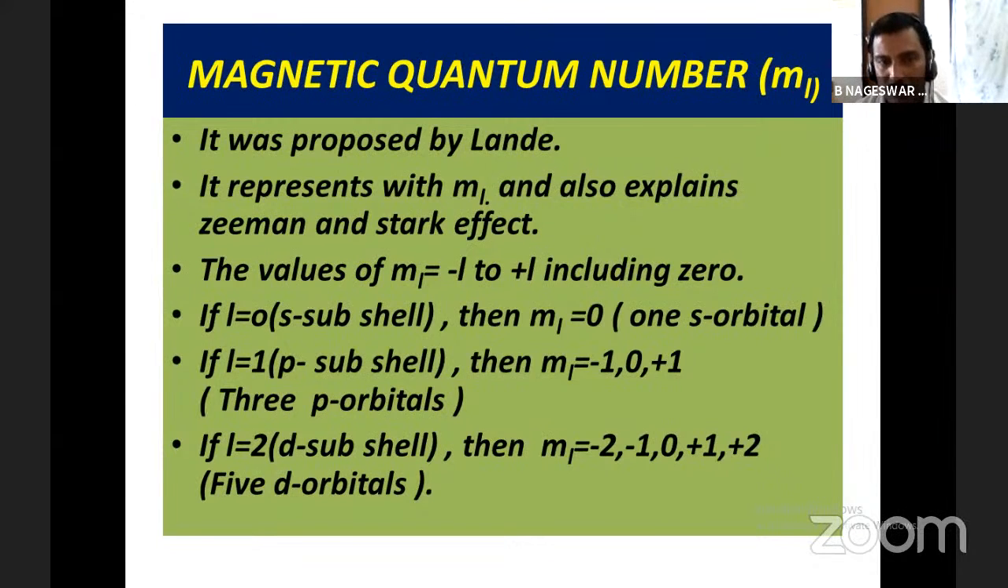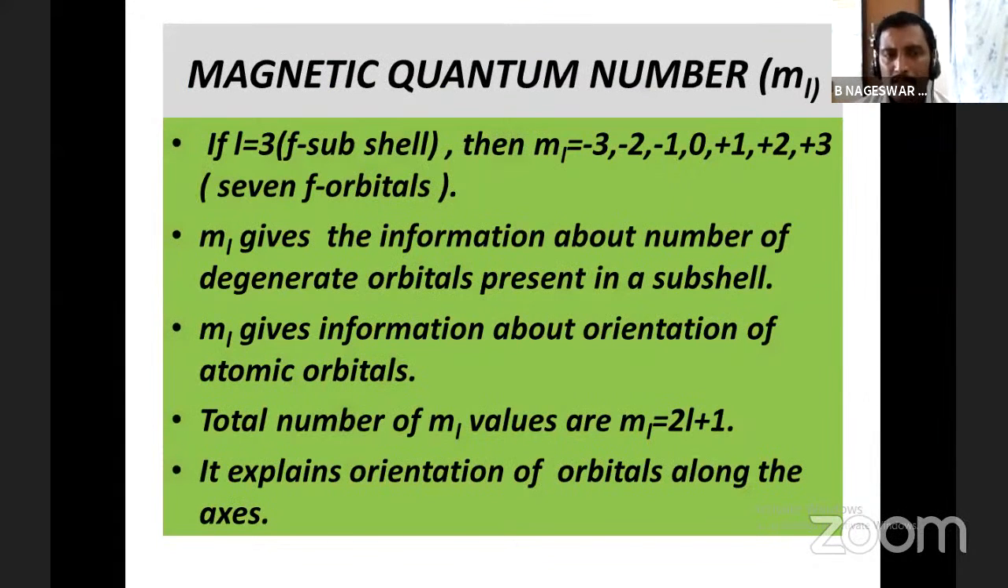And some more points in continuation. If L is equal to 3, that indicates F subshell. F subshell has 7 values: minus 3, minus 2, minus 1, 0, plus 1, plus 2, plus 3. Why are we taking these? Because we already know one thing: ML has values ranging from minus L to plus L, including 0. That is why we are taking these values.